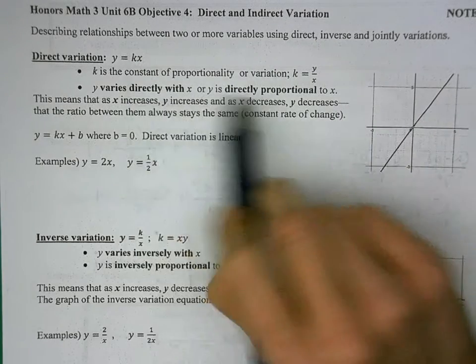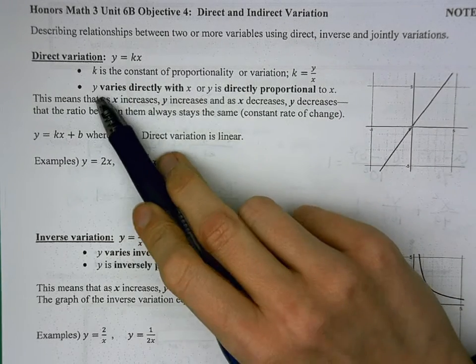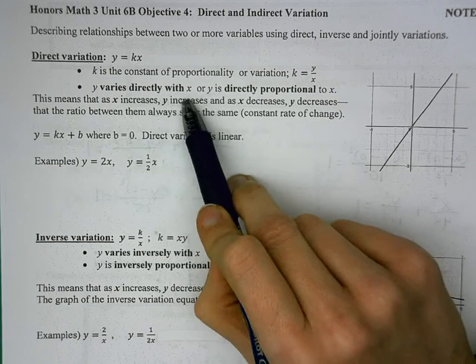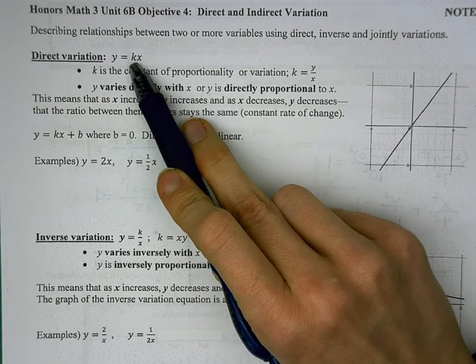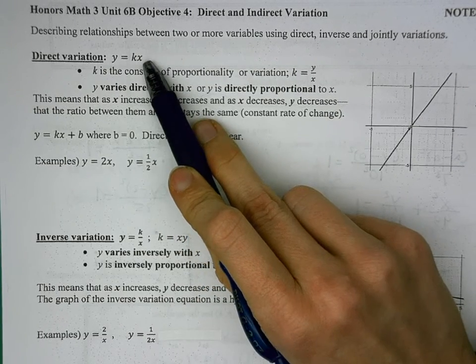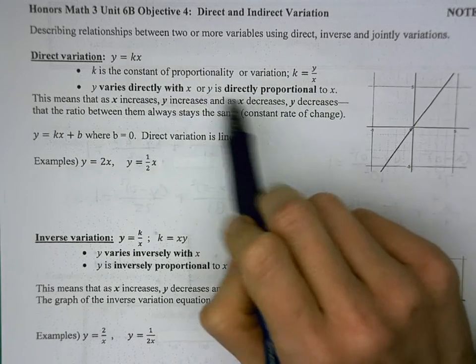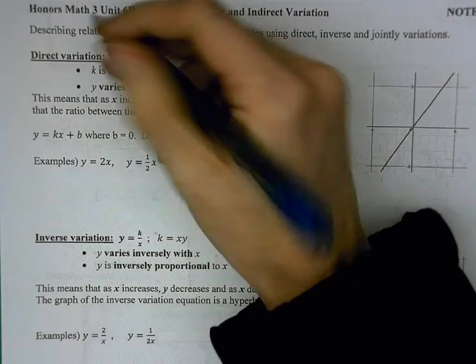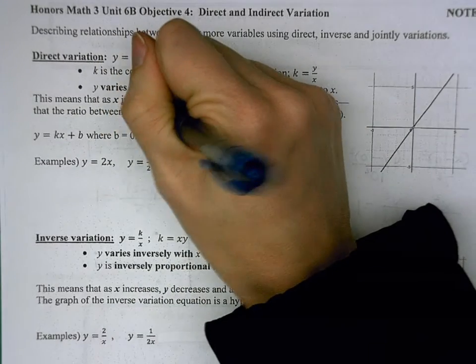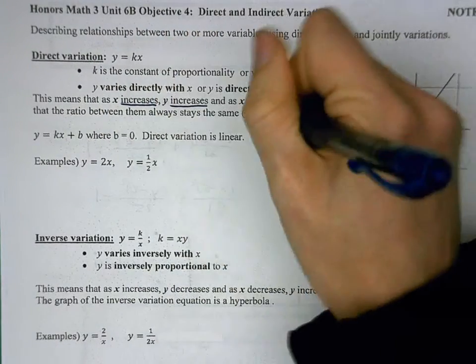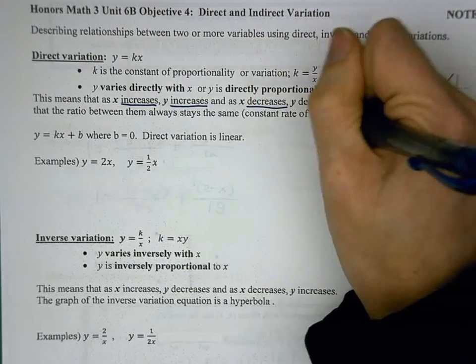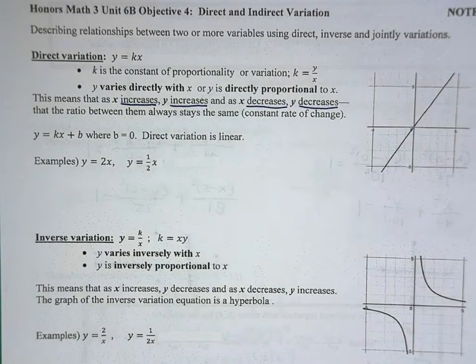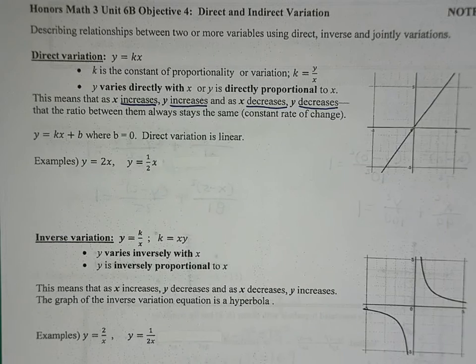Right? And what this statement says is that y varies directly with x, or is directly proportional to x, which is something else you might have heard in the past. What this means is that as x increases, y increases, and as x decreases, y decreases. So they're moving together here, with some sort of constant rate of change.